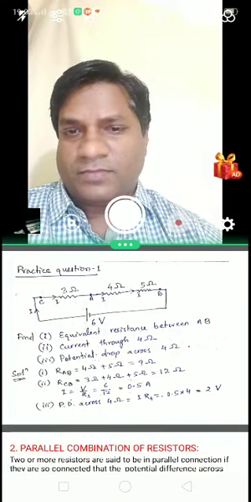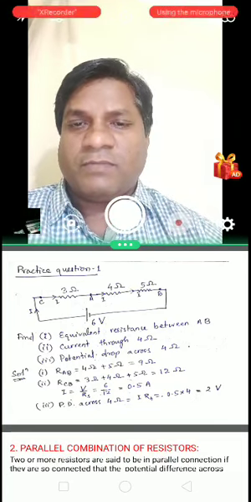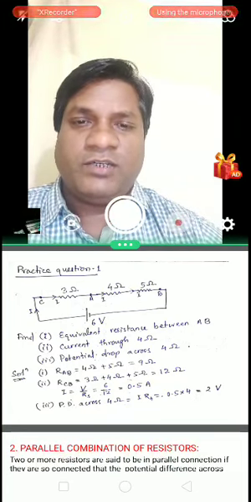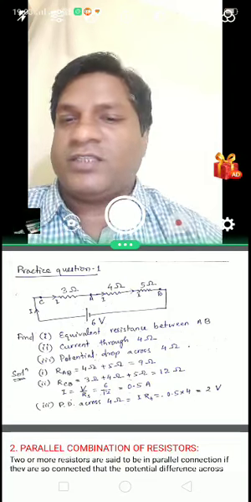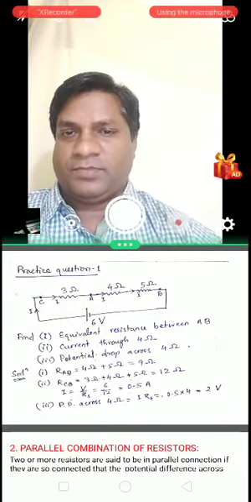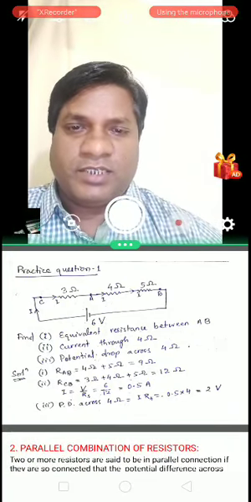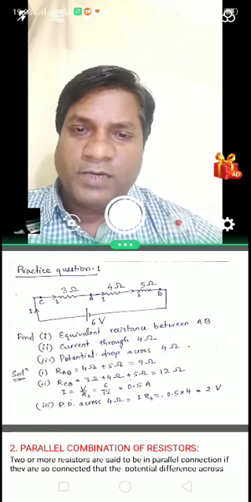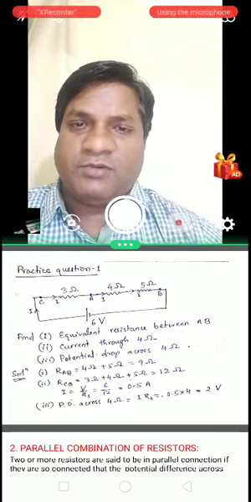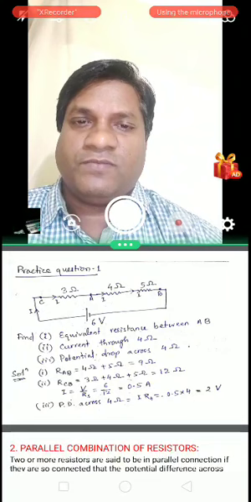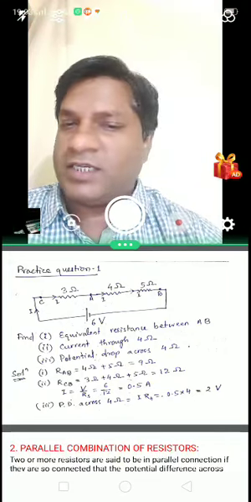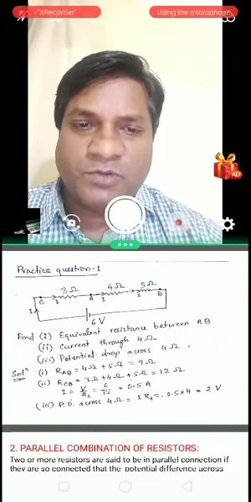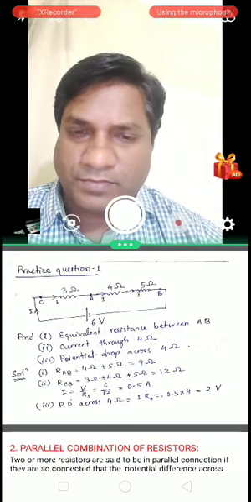Now to determine the current, we need to find out the total resistance of the circuit, that is the resistance between C and B. Now equivalent resistance between CB is equal to 3 ohm plus 4 ohm plus 5 ohm because all of them are in series, and that's equal to 12 ohm.